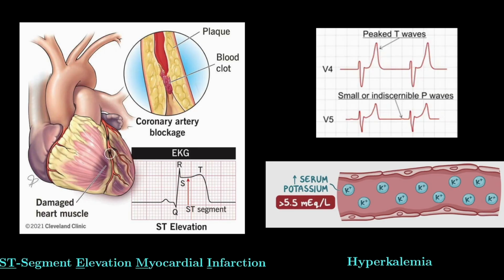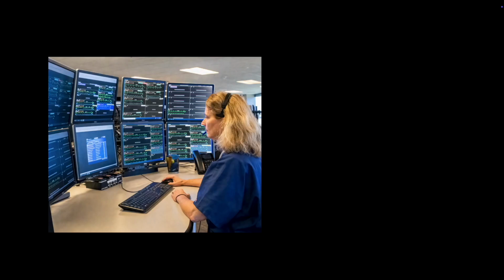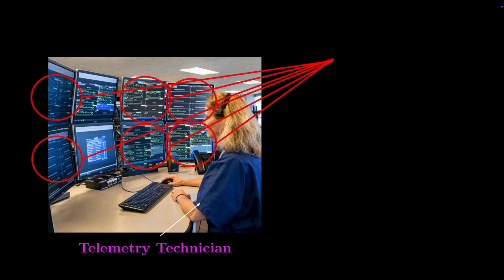Since ECGs are commonly used to check heart health, hospitals often have trained staff called telemetry technicians who watch these signals closely. They usually monitor several patients at the same time, looking for signs of heart problems. But doing this for many patients at once can be tiring and stressful. That's where AI can help.